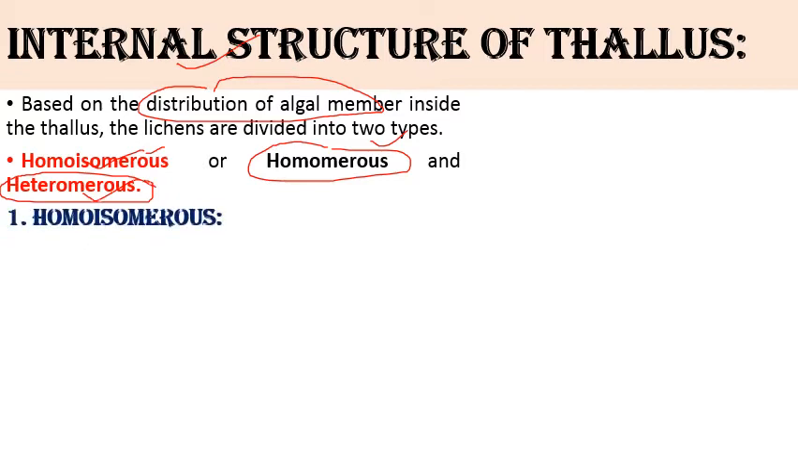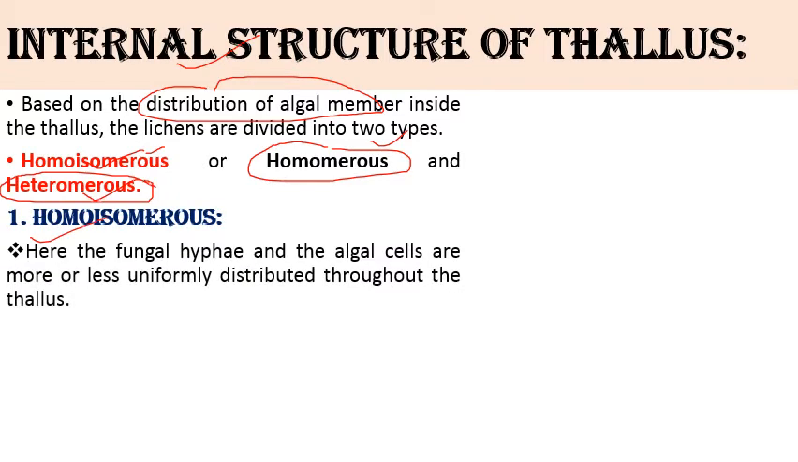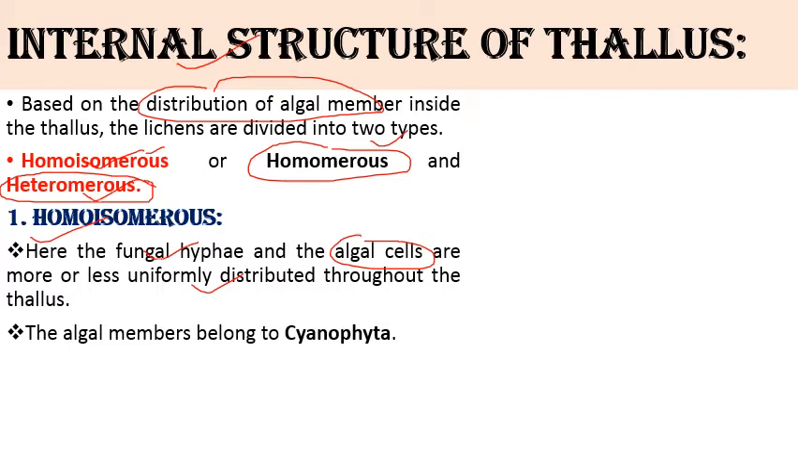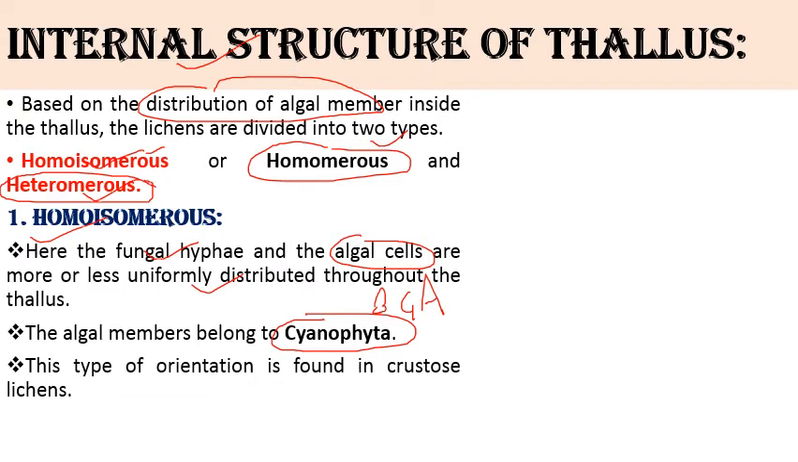So first we will discuss homoisomerous. Here, the fungal hyphae and the algal cells are more or less uniformly distributed. दोनों ही uniformly equally distributed होते हैं throughout the thallus. और जिसमें जो एल्गल मेंबर्स हैं they belong to division Cyanophyta, BGA, blue-green algae. सो ये एल्गल कंपोनेंट्स होते हैं इस तरह के थैलस में. And this type of orientation is found in crustose lichen.